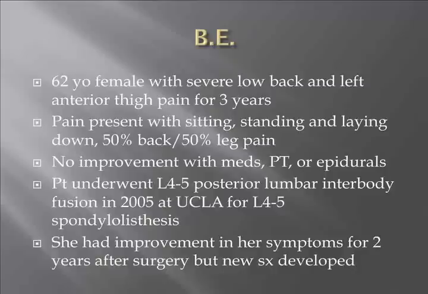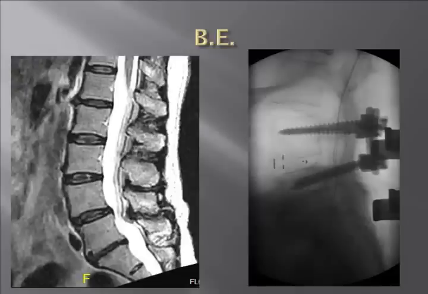She had no improvement with traditional therapy. Of note, she had a prior posterior procedure at L4-5, where a traditional posterior lumbar fusion was performed at UCLA. She was referred here for a higher level of care. Of note, she initially had improvement after her first surgery. These are the preoperative MRI and postoperative immediate X-rays after her surgery at UCLA.